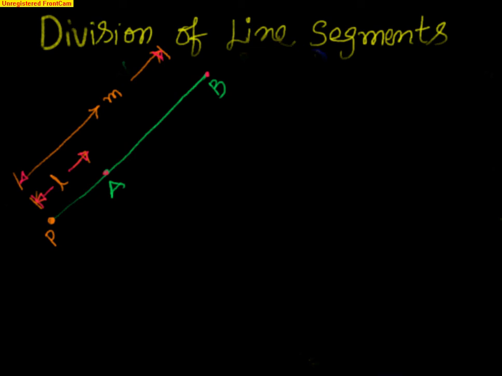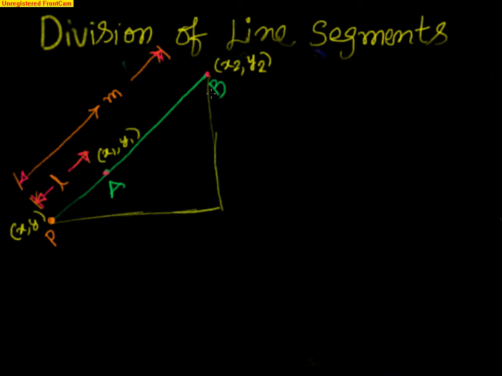We know the coordinates of A. Like the earlier example, it's x1 comma y1. Similarly, B is x2 comma y2, and P we have taken as x comma y. Let's do the same thing. Let's draw the horizontal and perpendiculars and get the similar triangles.